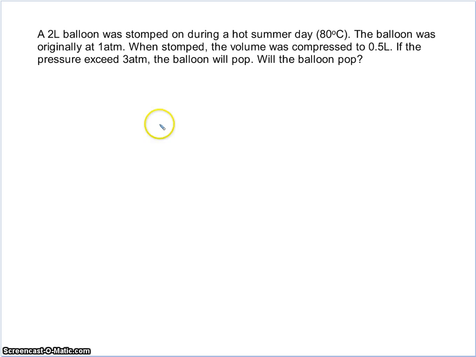Alright, so a 2-liter balloon, so that's one thing I'm given, was stomped on during a hot summer day, 80 Celsius. The balloon was 80 Celsius? That's a ridiculously hot day. A hot day would be like 30 Celsius. 80 Celsius is like you die, because 100 is boiling. Who wrote this problem? Oh my gosh, this is like a hot day on Venus or something.